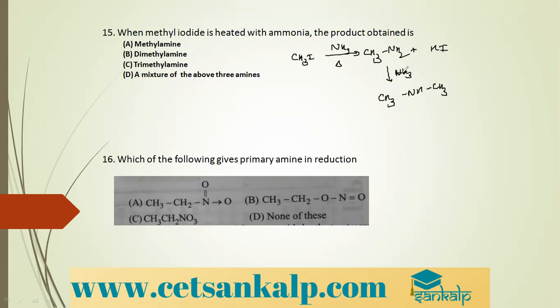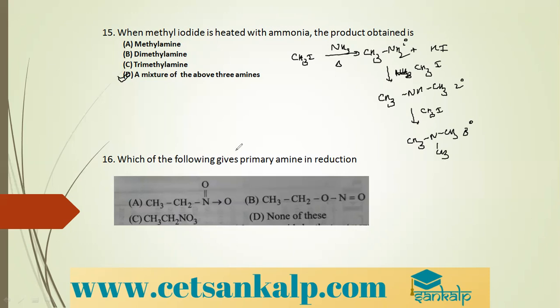CH3I, I'm sorry, not ammonia. It is CH3I. Okay, so I'll get this. Then further, CH3I, methyl iodide, so I get primary, I get secondary, and even I get tertiary. So what do I get? A mixture of about three amines: methylamine, dimethylamine, trimethylamine. So I get a mixture of all the three compounds.